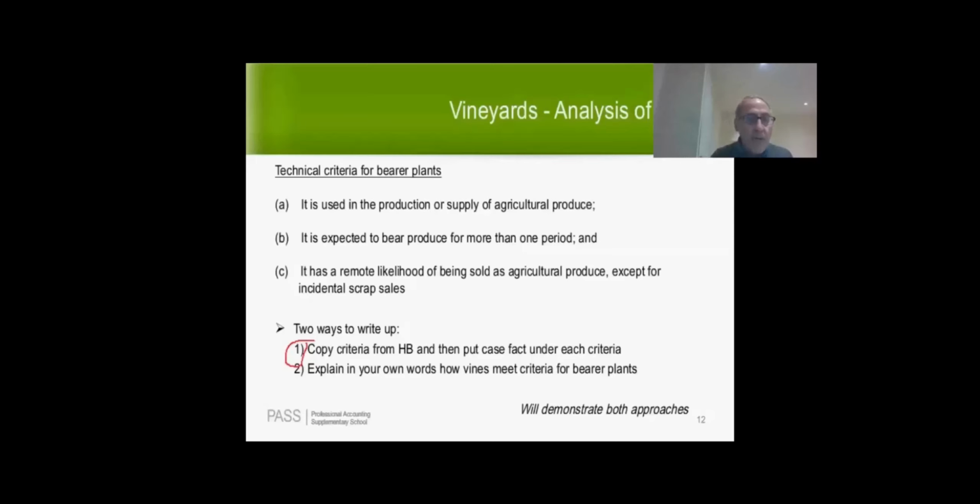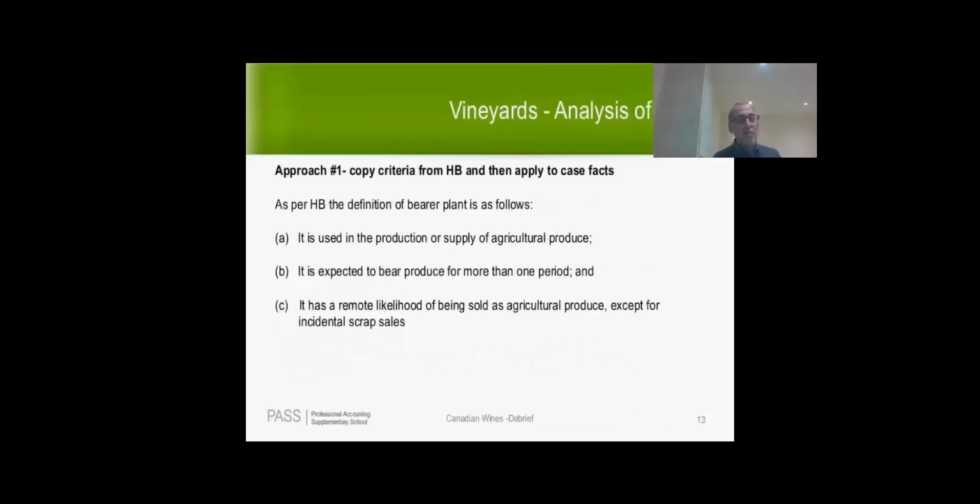Another way of doing it is to explain in your own words how the vines meet the criteria for bearer plants. Personally, I find it efficient to explain things in my own words when there aren't a number of criteria. When there are a number of criteria, as I said a moment ago, I find the first approach easier, although I will demonstrate both approaches. Let's start with the first approach.